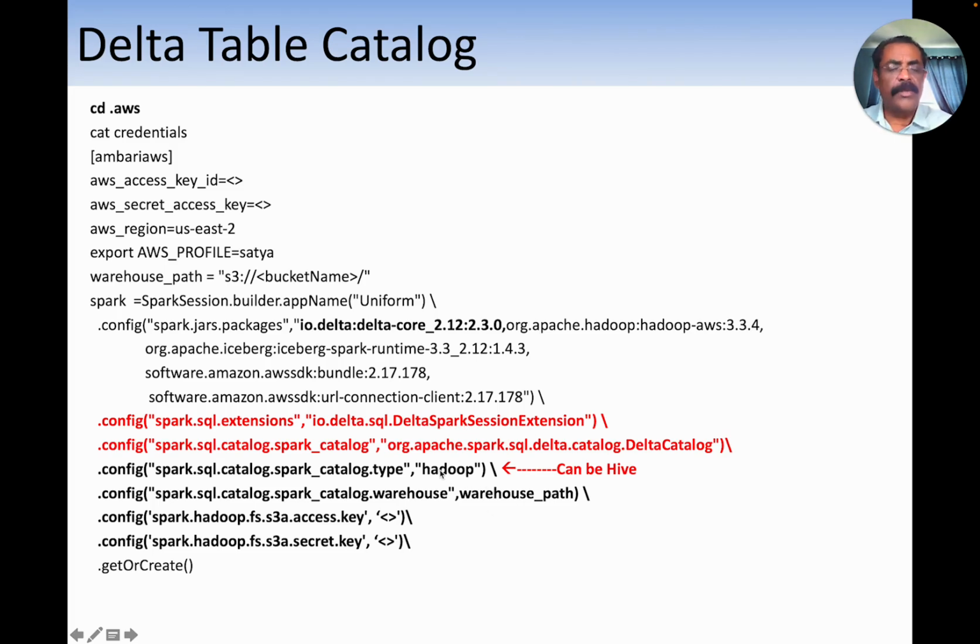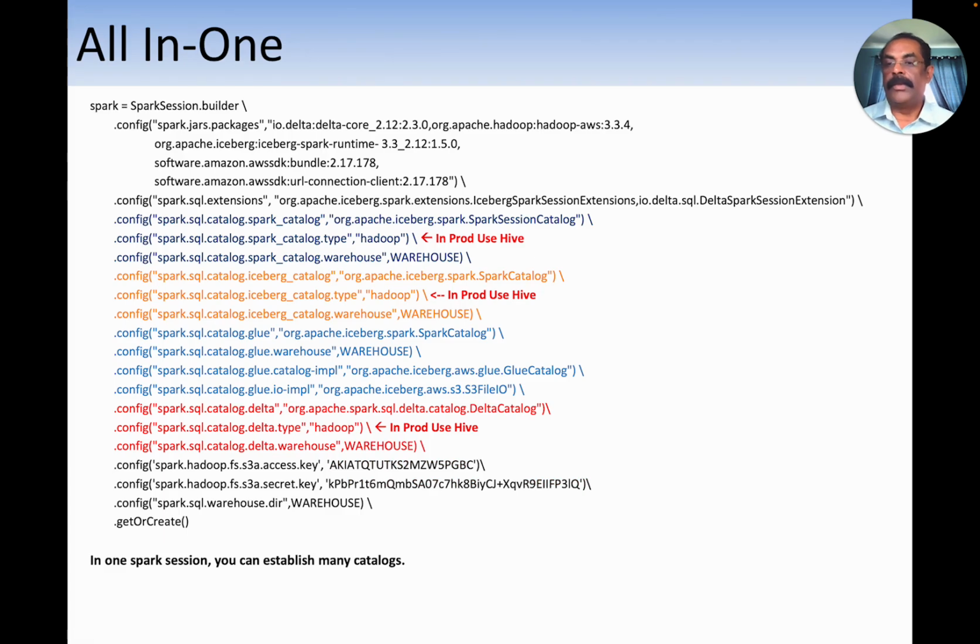Now, this can be Hive. My Delta table metadata is in Hive, so you can use Hive here. And I just put that we don't need access keys and all that stuff. However, you can combine all in one session. So now if you look here, there is my Delta, my AWS, my Spark, and my AWS. So I combine everything here.